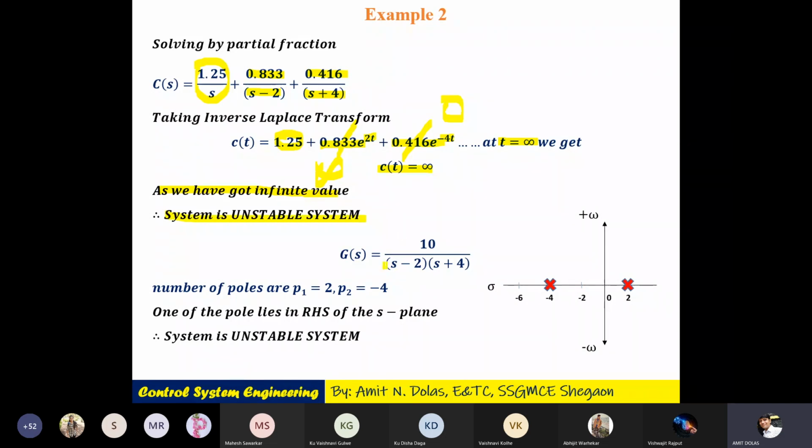Directly agar pole plot karke dekhe to bhi chalega, -4 pe hai due to this term and +2 pe hai due to this term, and one of the pole lies in right hand side, system is unstable.